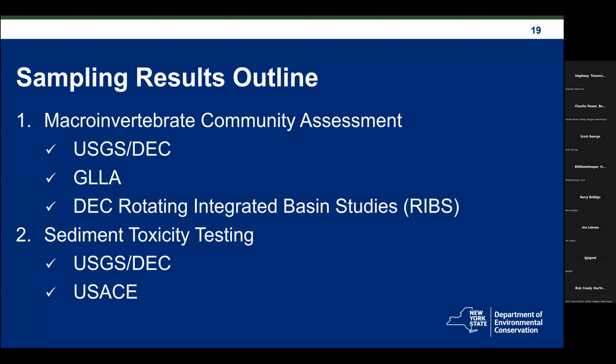So before I get into the results, I just wanted to provide an outline of the data that I'll be going over. So first, I want to talk about macroinvertebrate community assessments. First, I'll go over the USGS and DEC data, followed by Great Lakes Legacy Act data. And then I also want to talk about the DEC Rotating Integrated Basin Studies, or RIBS data. And then I will talk about sediment toxicity testing conducted by USGS and DEC, and also the 2018-20 data.